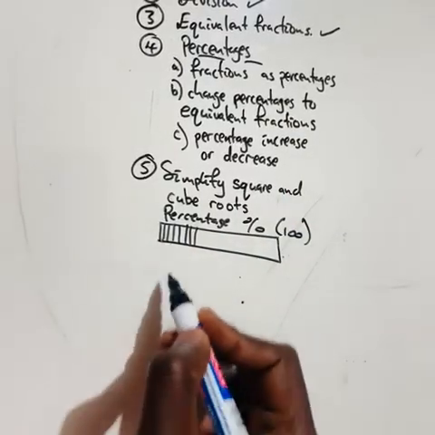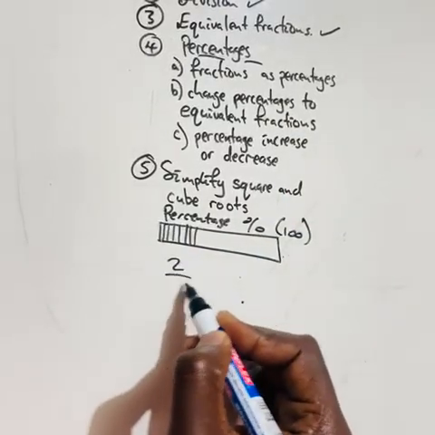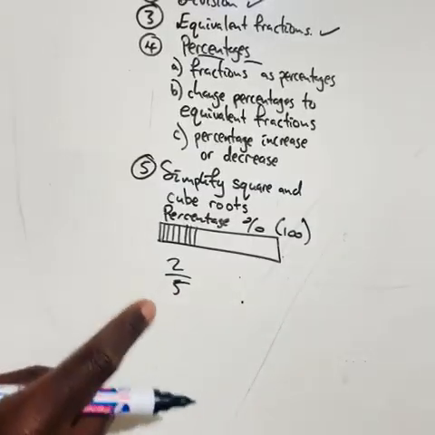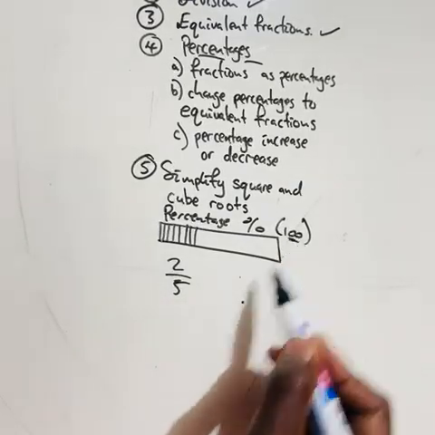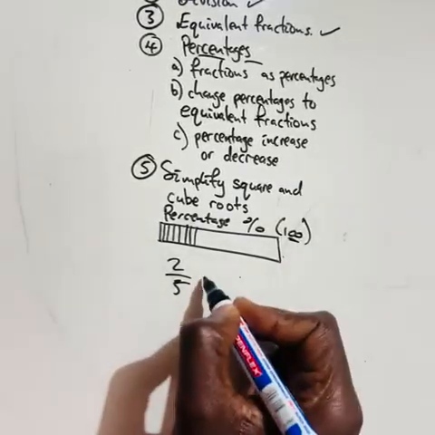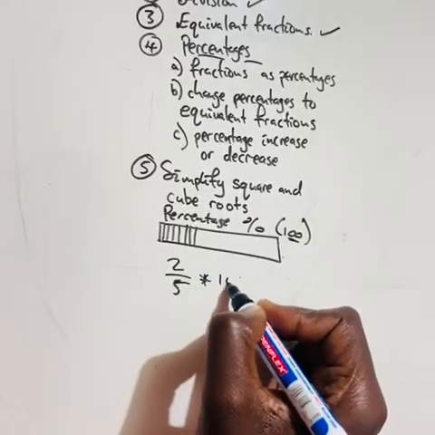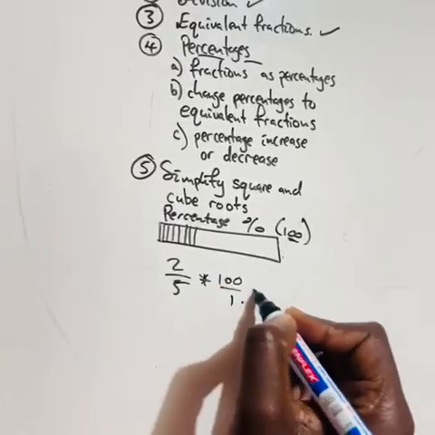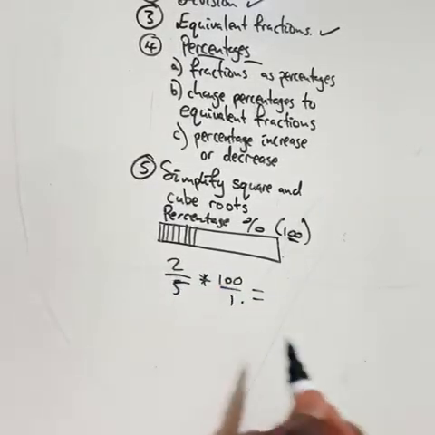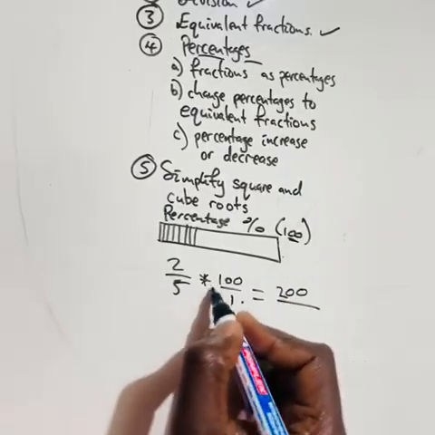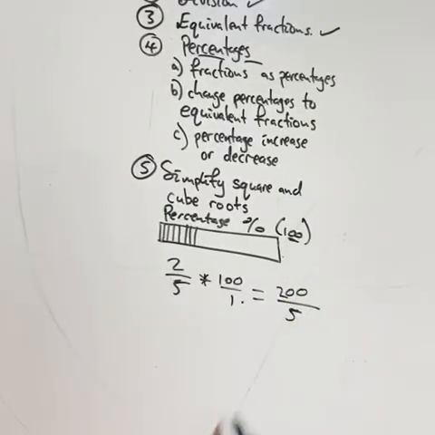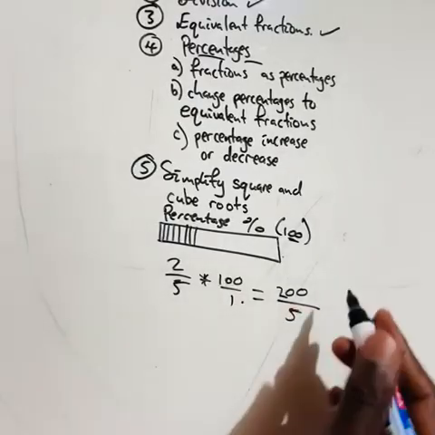So let's come here and we say that we've got 2 over 5. The 2 over 5 is the fraction. They want it as a percentage. And because everything is divided by 100, we come here and we multiply by 100 over 1. Now we say 2 multiplied by 100, which gives us 200, all over 5 multiplied by 1, which is equal to 5. Now we've got 200 over 5.